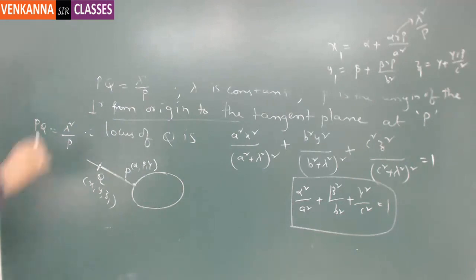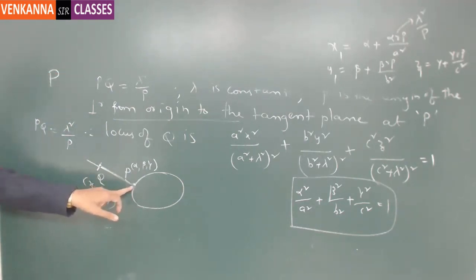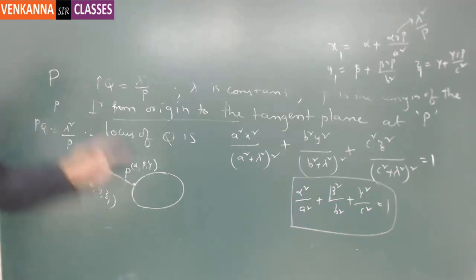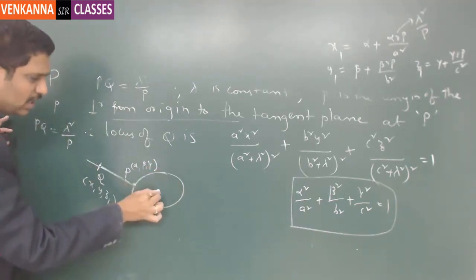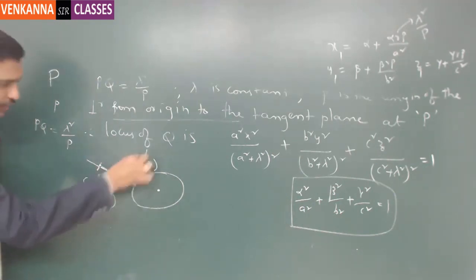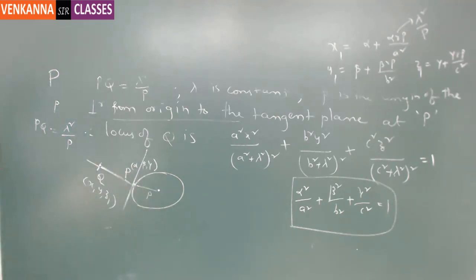exactly, please understand, capital P means the point on the ellipsoid, small p means it is the distance from origin to the tangent plane. If you take 0, 0, 0 as the center of the ellipsoid, from the center of the ellipsoid to the tangent plane, the distance is small p. Please understand the difference.